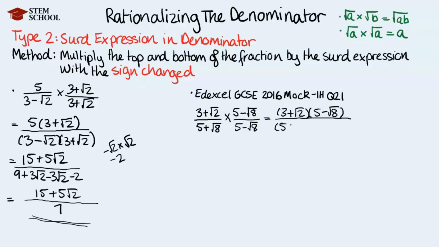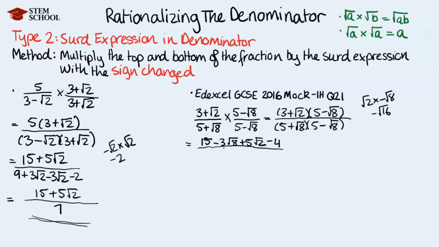It'll be bracket 5 plus root 8, bracket 5 minus root 8. And again, we just have to use the FOIL method to multiply out the double brackets, okay? And when we do that, what you'll get is 15 minus 3 root 8 plus 5 root 2 minus, so what we're doing is root 2 multiplied by minus root 8. And that's using rule 1 of the rules of surds. So this will be root 16, but we have a minus in front of it. And that will be minus 4. Okay, so it'll be minus 4 on the end there.